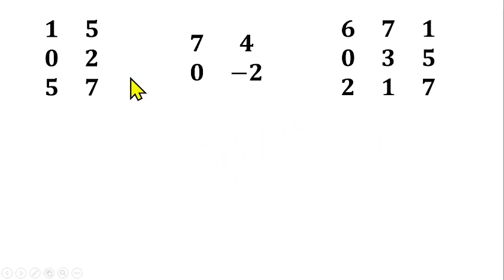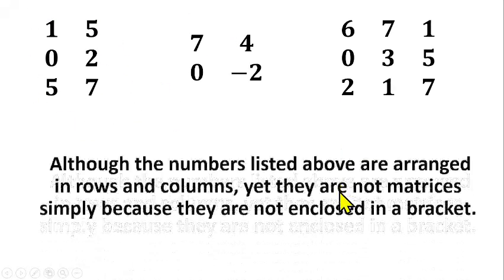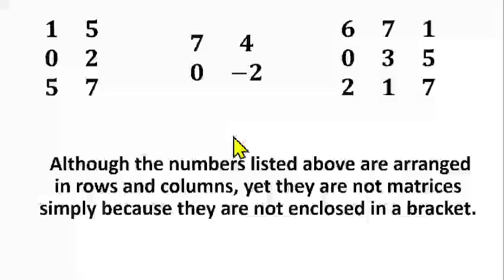Okay, at least you know the answer now, whether they are matrix or they are not matrix. But I will tell you they are not matrix, and the reason being that although those numbers are arranged in rows and in columns, that is, this one has 3 rows, 2 columns. This also has 2 rows, 2 columns. This also has 3 rows, 3 columns. Although they are arranged in rows and columns, something is still missing as far as the definition of matrix is concerned. They are not enclosed in brackets, so that means they are not matrices.